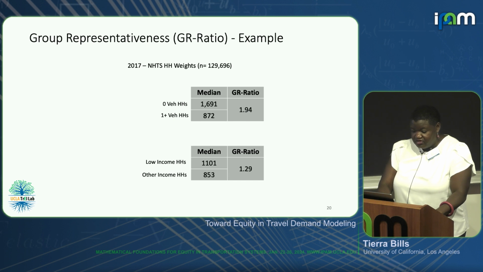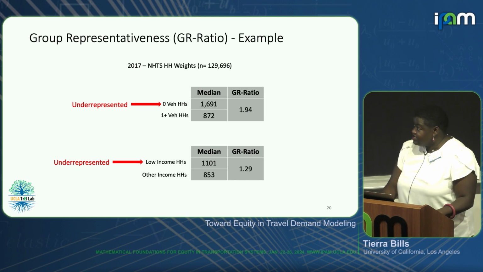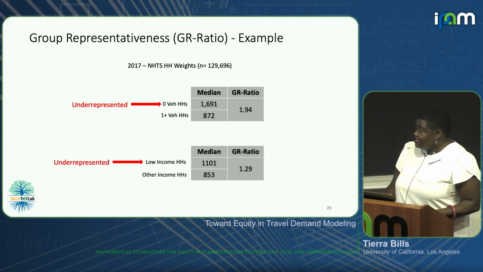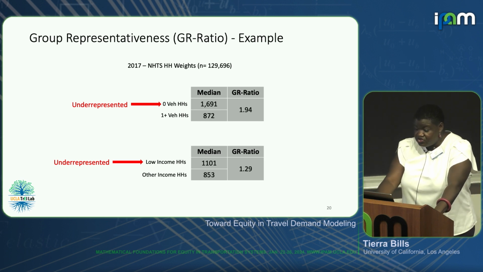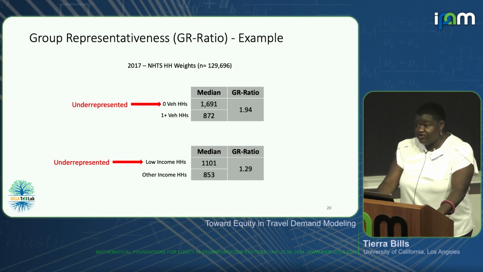So what we can do is take the median sample weight for a disadvantaged group, and we can do the same for a more affluent group, and we can take the ratio and compare, and that will give us some measure of the degree to which the disadvantaged group is reflected in that particular survey relative to the advantaged group.